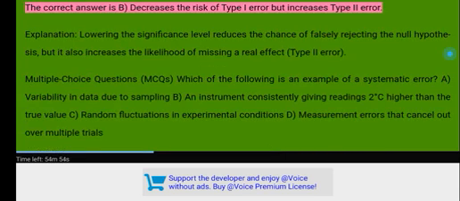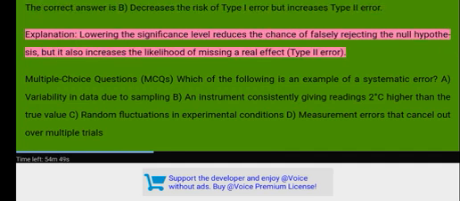Answer. The correct answer is B. Decreases the risk of type 1 error but increases type 2 error. Explanation. Lowering the significance level reduces the chance of falsely rejecting the null hypothesis, but it also increases the likelihood of missing a real effect, type 2 error.